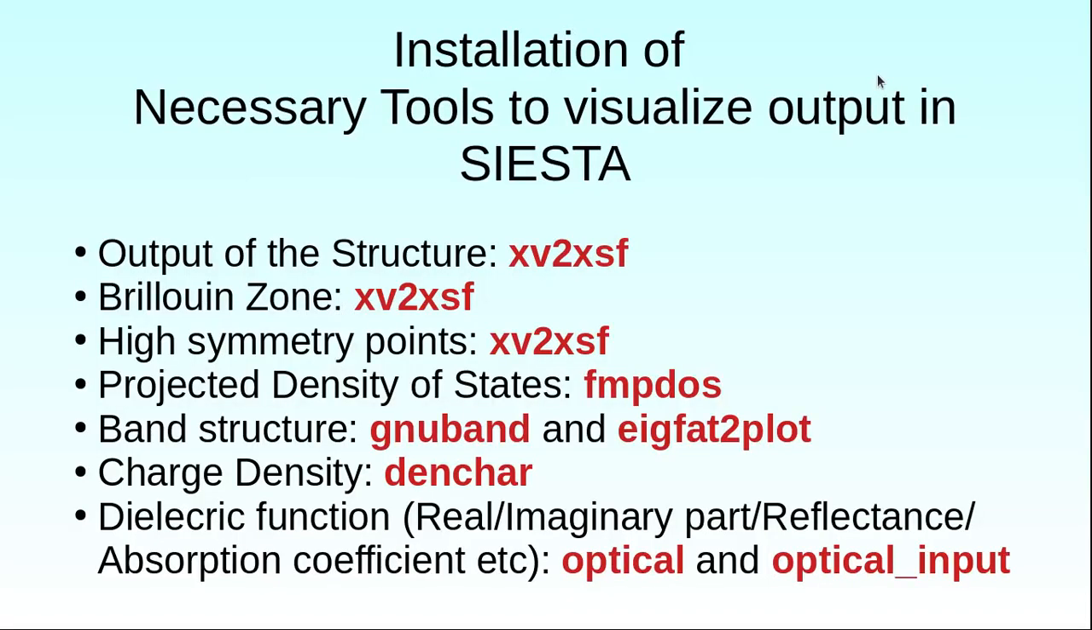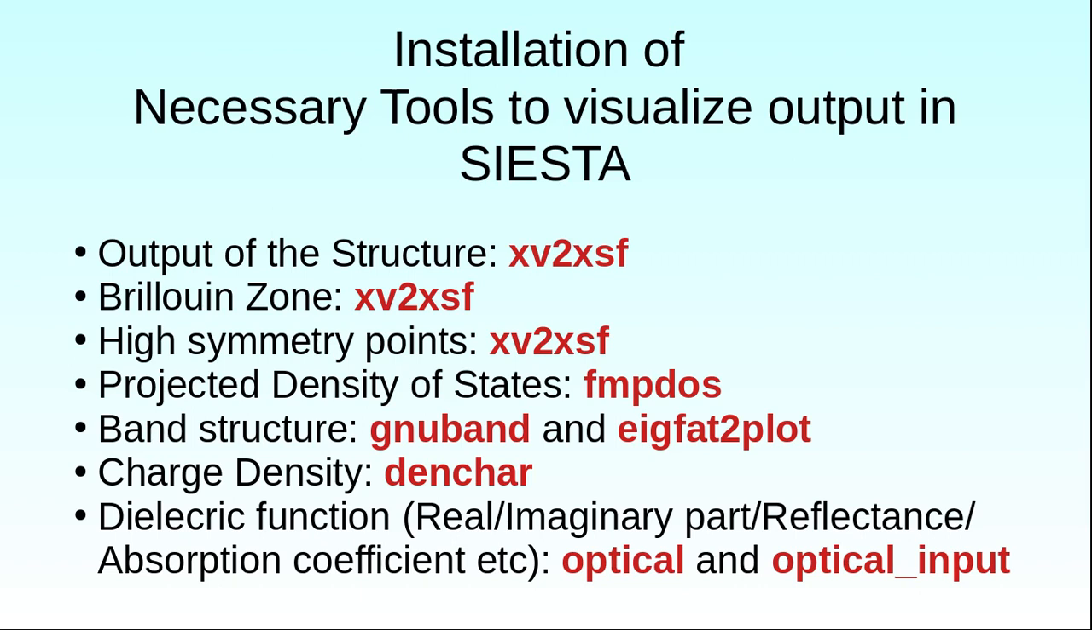Welcome to this video. This video is regarding the installation of necessary tools to visualize output on CS star. Output of the CS structure can be visualized using the XP2XSF utility. This utility converts the output structure file .xp into XSF so that we can visualize that using XCrystal.